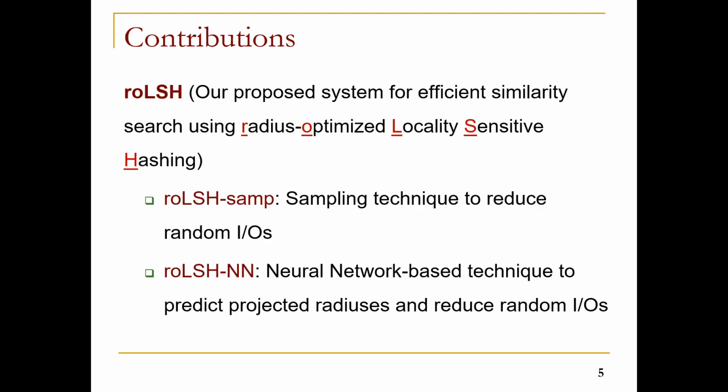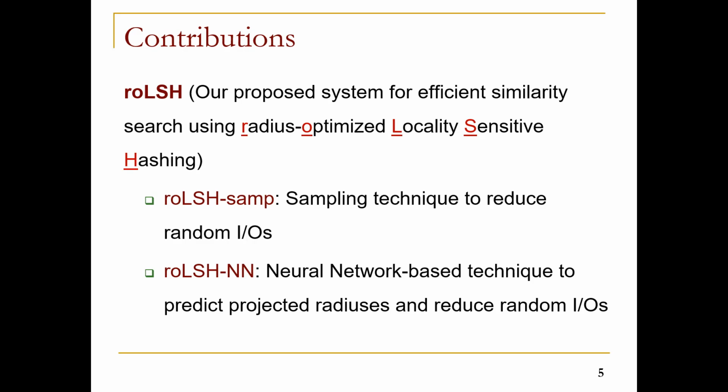In this paper, we present a radius-optimized locality-sensitive hashing technique called roLSH that reduces random IOs and overall IOs without adding any significant overhead to the query processing time. The goal of roLSH is to efficiently find top k approximate nearest neighbors in high-dimensional spaces.